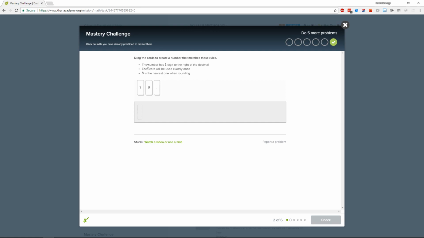Drag the cards to match these rules. The number has 1 digit to the right of the decimal. Each card used exactly once. 8 is the nearest 1 when rounding.